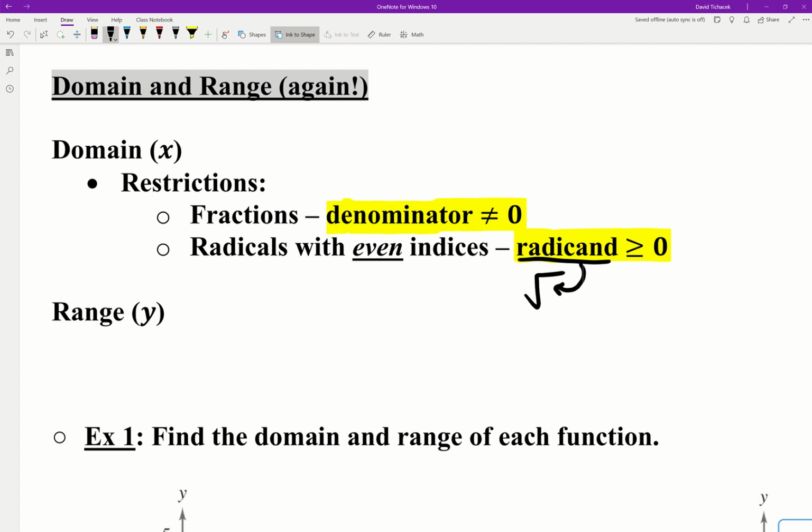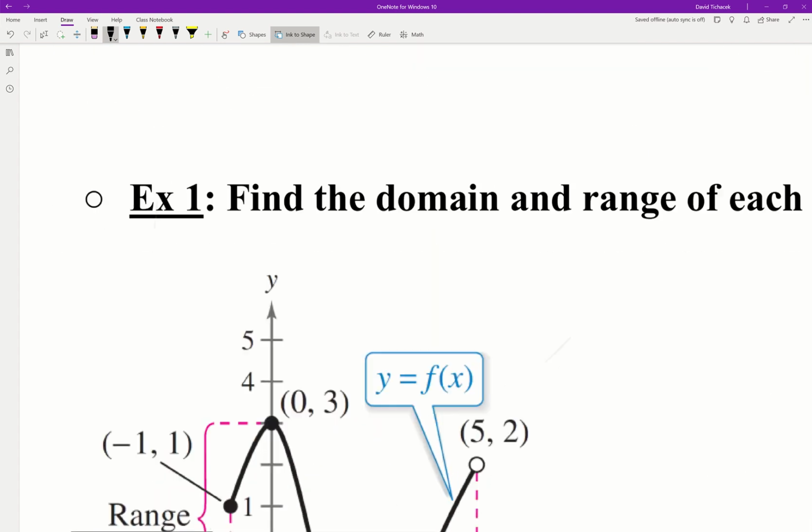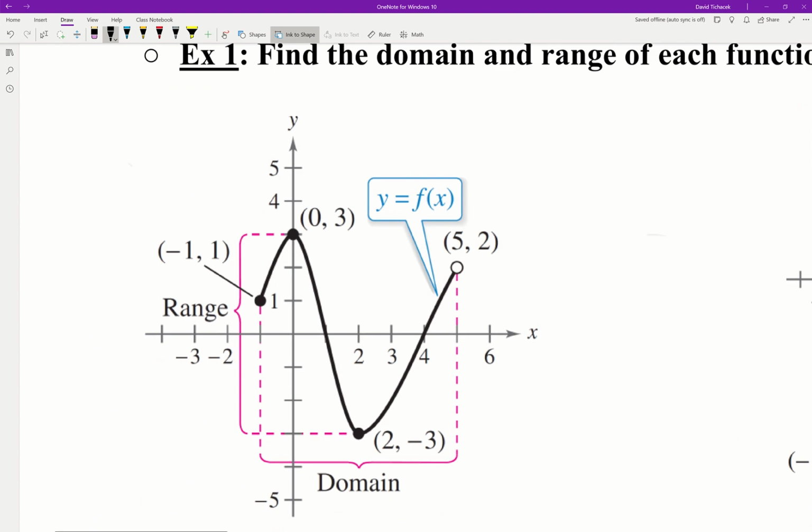And so throughout the video, we're going to be presenting you with a couple of functions, and we're going to be asking you to find their domain and find their range based on either the function formula, in which case we're going to be using these tricks right here, or we might present you with the graph, and we're going to have to review how we find the domain and range in that case.